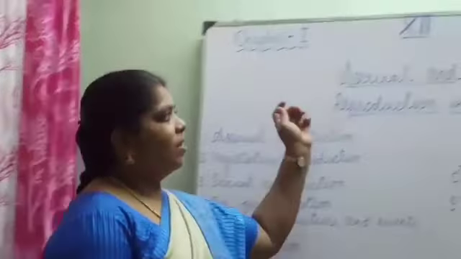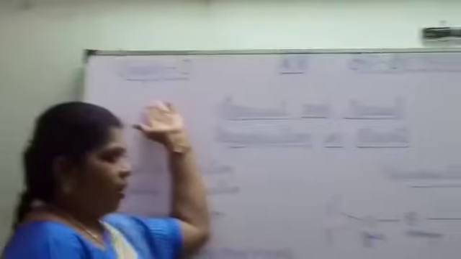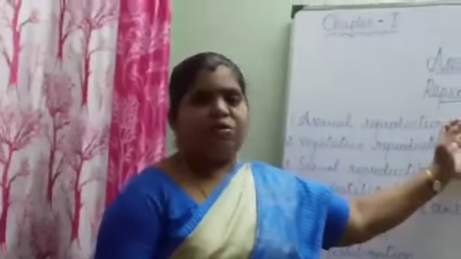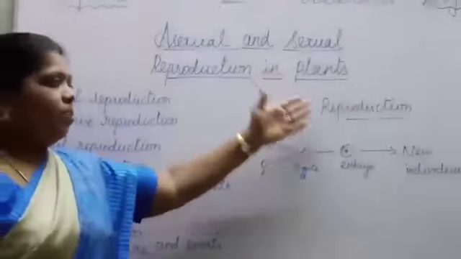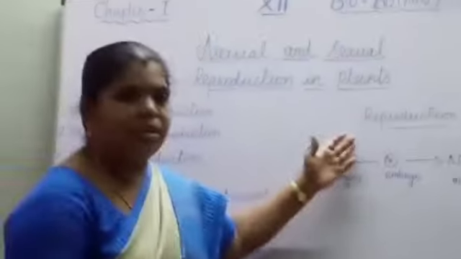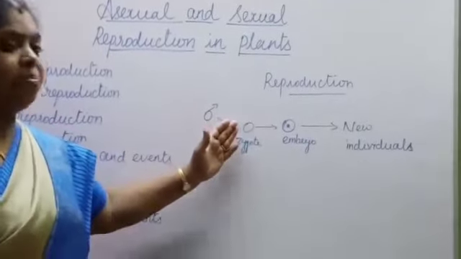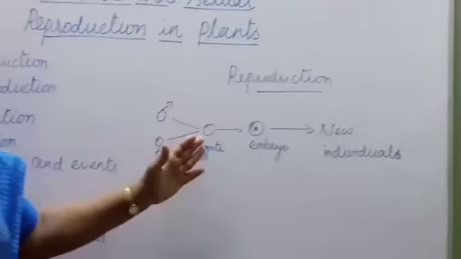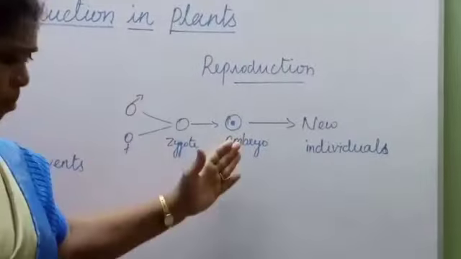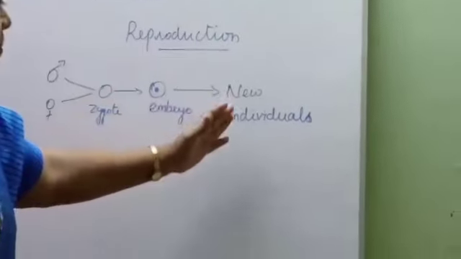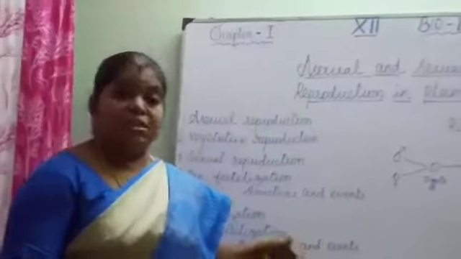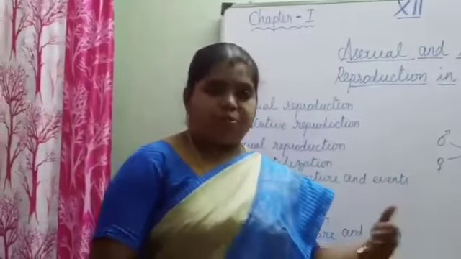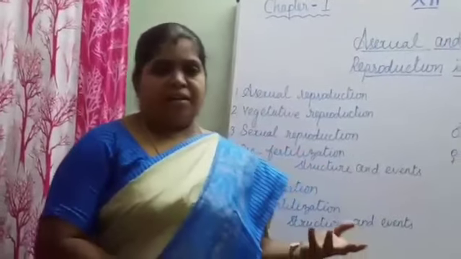We are going to see Bio-Botany chapter 1, and I am going to teach about asexual and sexual reproduction in plants. Reproduction. What is reproduction? Male and female gametes fuse to form a zygote. The zygote will develop into an embryo. The embryo will develop into a new individual. This is reproduction. Reproduction is a process of generating new offspring from existing parents.